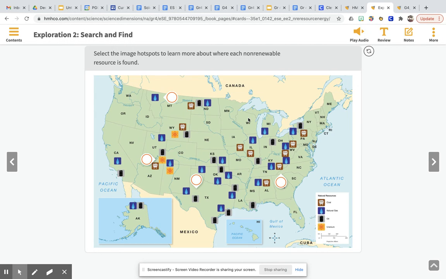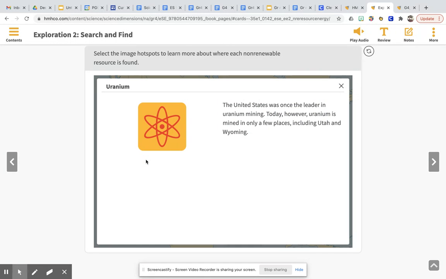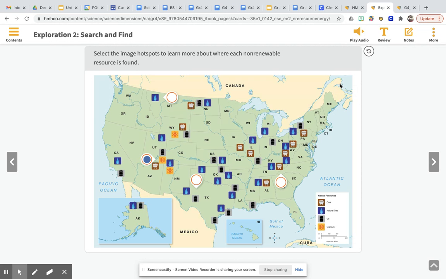All right. And then here we've got the uranium. It says the United States was once the leader in uranium mining. Today, however, uranium is mined in only a few places, including Utah and Wyoming. And so when you look at our uranium, you'll see that there's literally only 3 little pop-up spots for uranium. It is in short supply here in the United States. And of course, because it is a non-renewable resource, it would take hundreds of millions of years for us to get any more of it.